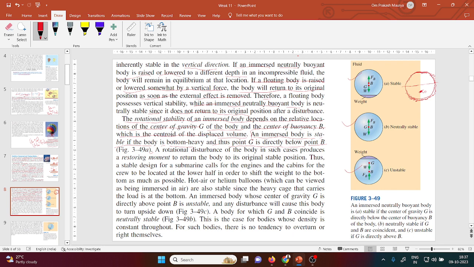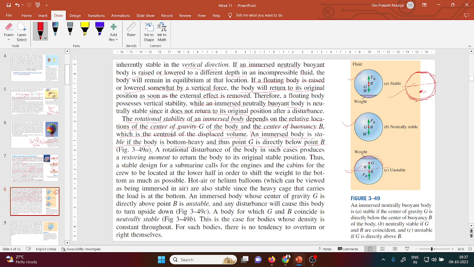In just the opposite case, if you put the heavy dense material on the above, what will happen? Your center of gravity will shift above. Here I am talking about the center of gravity, not the center of your shape. So here we are talking about the center of gravity. If the situation is like that, then what will happen?